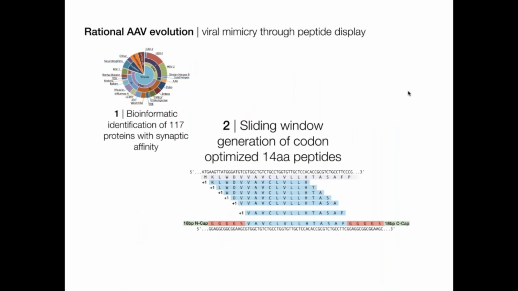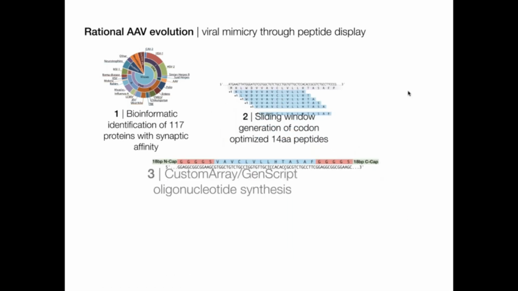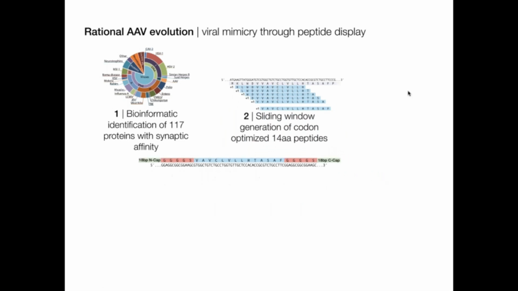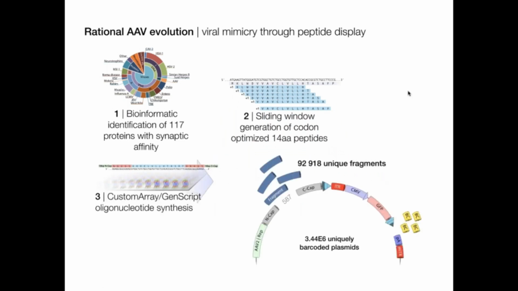So these 117 proteins were digested into 14 amino acid peptides with a sliding window approach. So we used peptide 1 to 14, 2 to 15, 3 to 16, etc., for all of these different proteins. And we then used a custom array from GenScript to synthesize all of these oligonucleotides on a chip, and we ended up with 92,918 unique oligos.